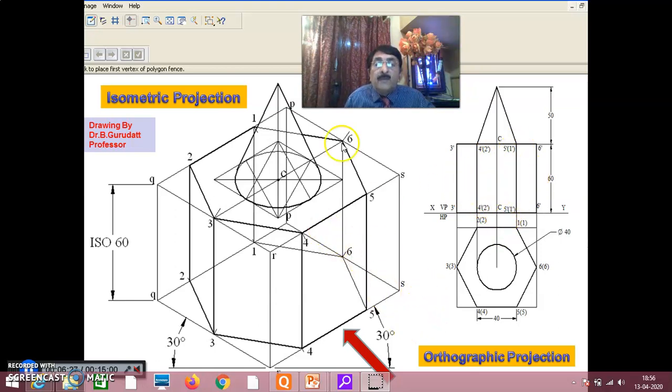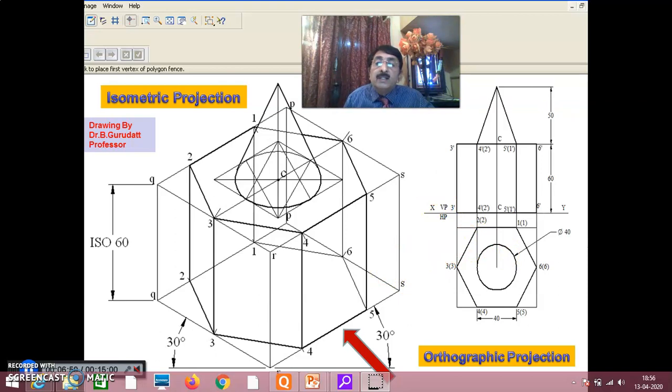When you are looking from here, this cone will look like a triangle in the front view. Draw this triangle just at the center of it. The height is 50, so you take height 50. And for this, the top view will be a circle. You draw the circle. In that way, you are able to understand both isometric projection and also orthographic projection.